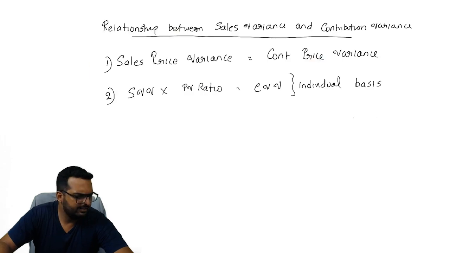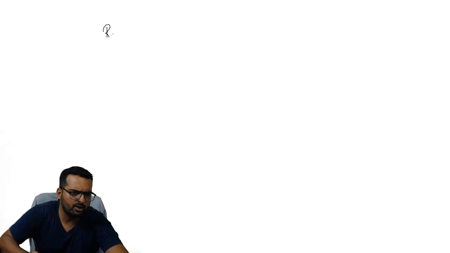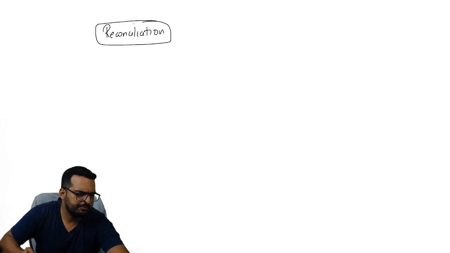Are you all done writing this? Fine, friends. So we are done with the whole concept of sales variance also. If you are clear with this, we'll go to a beautiful area now, reconciliation. This area will take 1 hour. It might take more than 1 hour also.